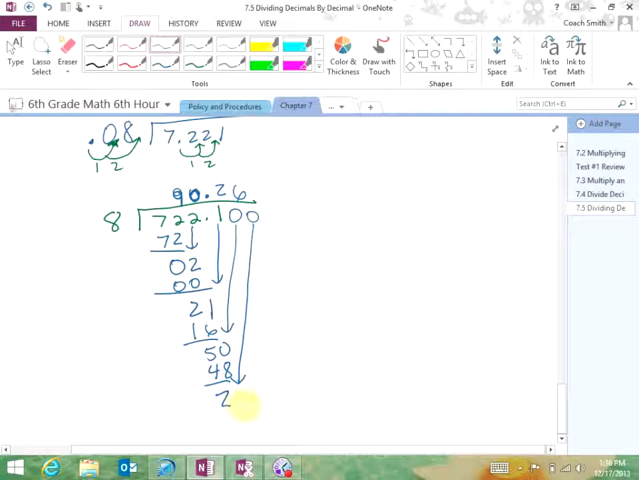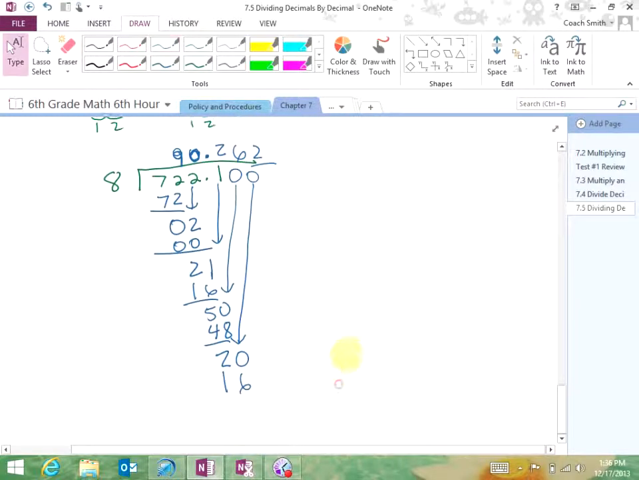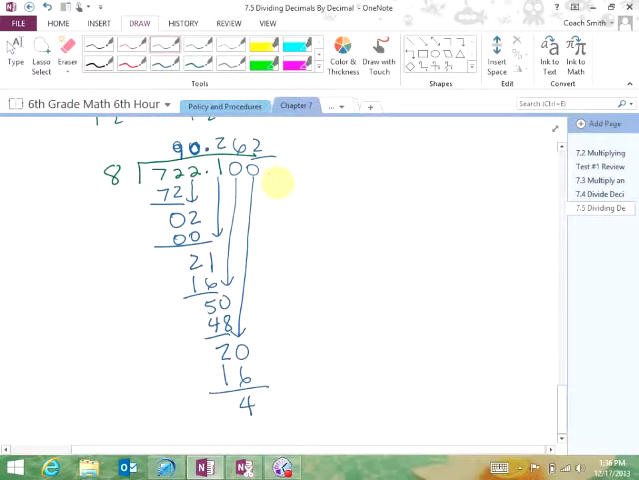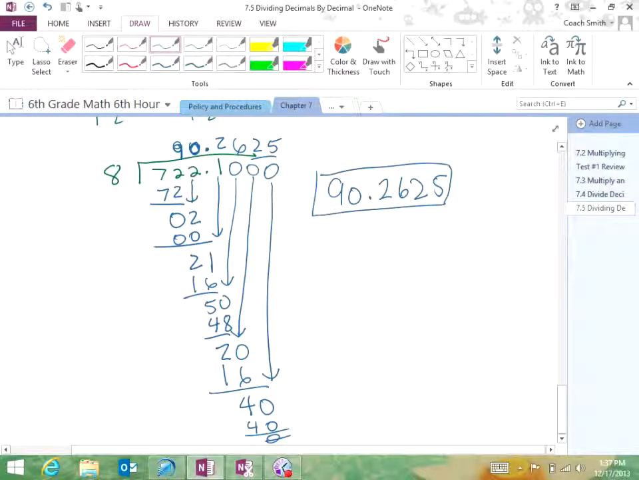8 into 20 goes 2 times, be 16, remainder 4, bring down a 0. 8 into 40 goes 5 times, be 40, remainder 0. So 90.2625. Okay?